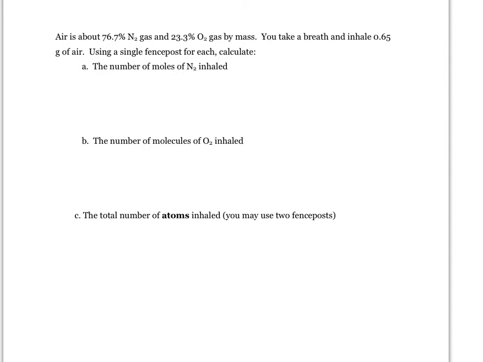Alright, so here we have a problem. We're trying to analyze how much air we're breathing in. The first thing it's asking is about how much N2 we're breathing in. So it starts off, we know that we're looking at 0.65 grams of air. That's how much we're breathing in per breath. And of that, 76.7% is nitrogen gas. And this is by mass.